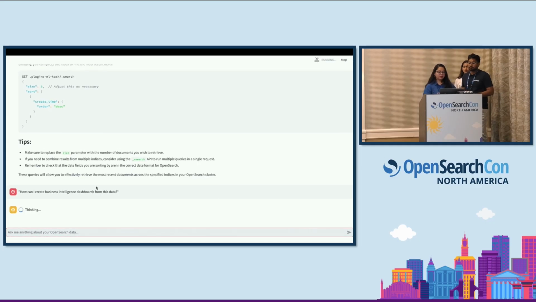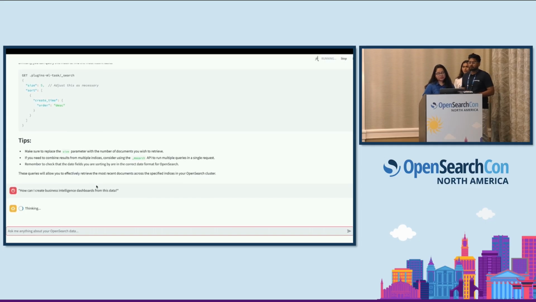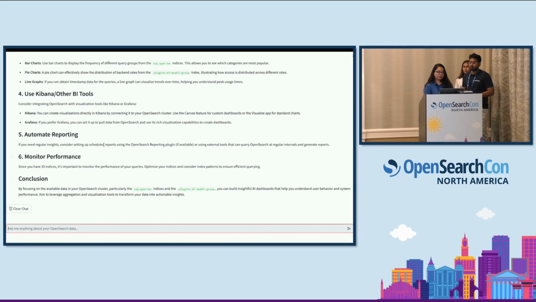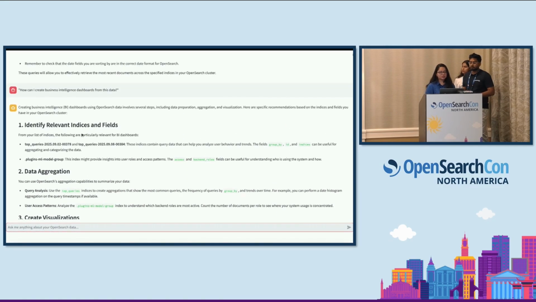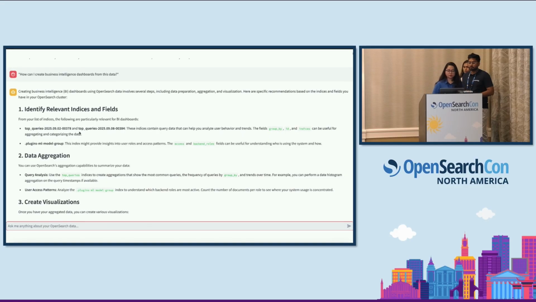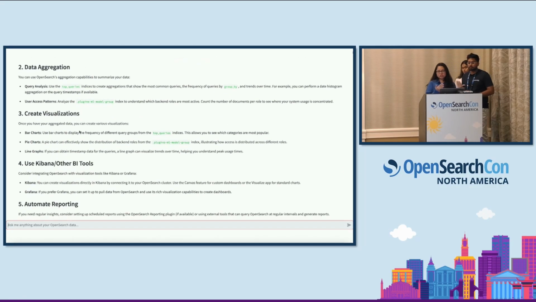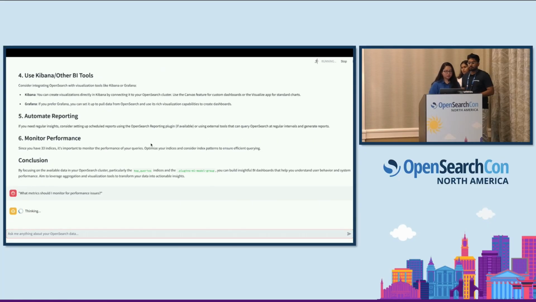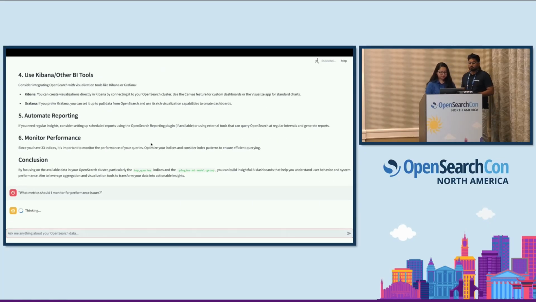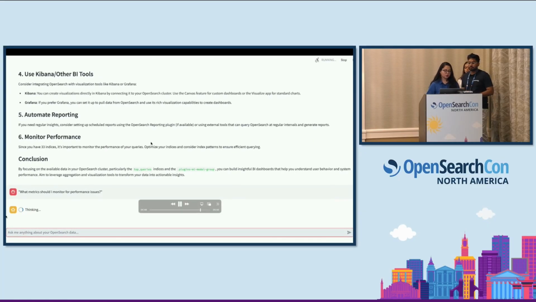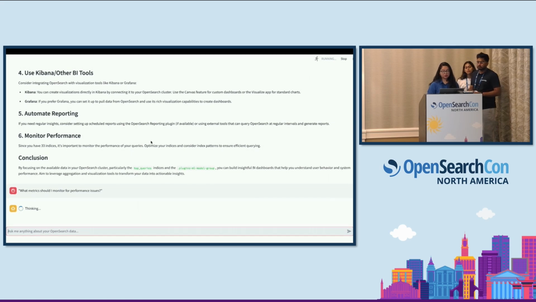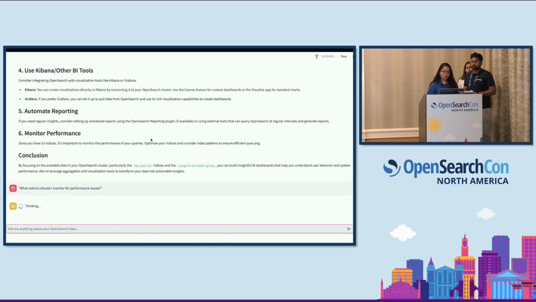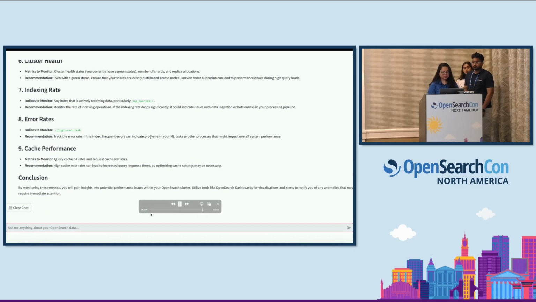Next, we can ask, how can I create a business intelligence dashboard from this data? For this prompt, it didn't make much sense because OpenSearch already has dashboards we can create, but it's also suggesting other tools we can go to, like Kibana or other BI tools. Next, I asked what metrics I should monitor for performance issues. So we kept on asking how well it answers, basically.